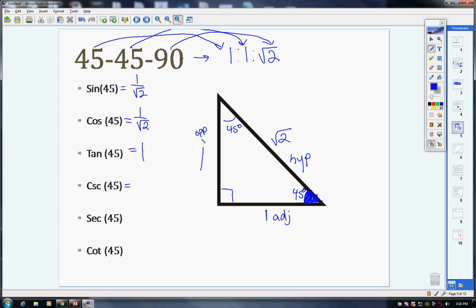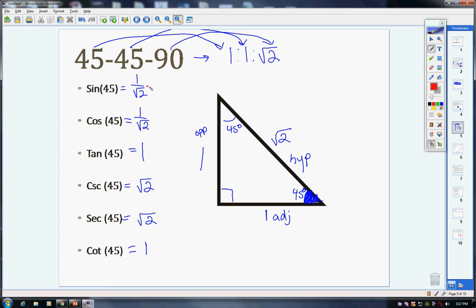In this case, because I already have sine up here, I can just flip 1 over the square root of 2, and I get the square root of 2. Secant is the square root of 2, because that's the reciprocal of cosine, and the reciprocal of tangent, which is 1, is just 1. So easy, easy.